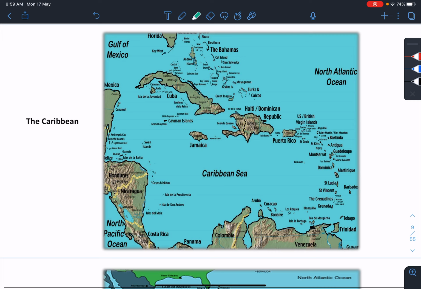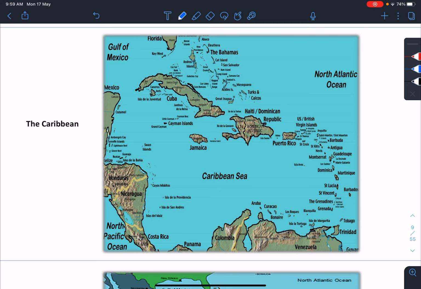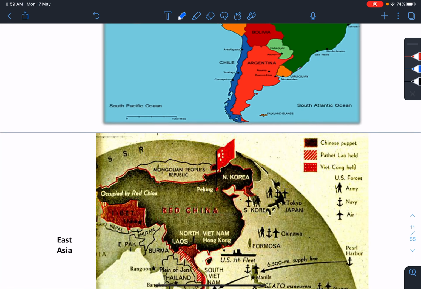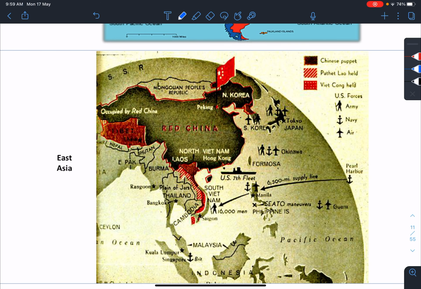We zoom in. This is what Cuba looks like. Historically, it's an area full of piracy. Very interesting. Please go and read up. South America, and if you look at East Asia, even all these different areas of the world, we already looked at this in Korea. We know that there is a contest for ideological supremacy.